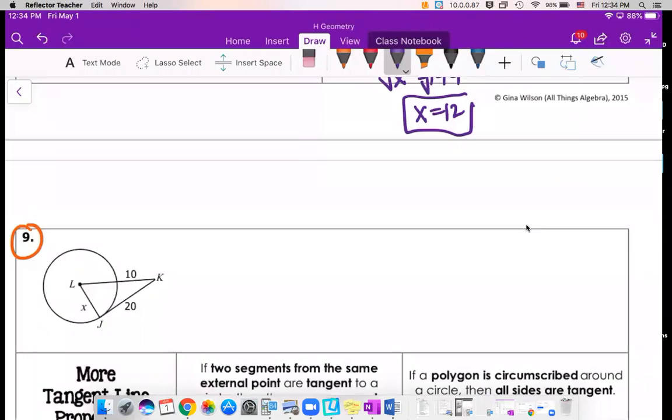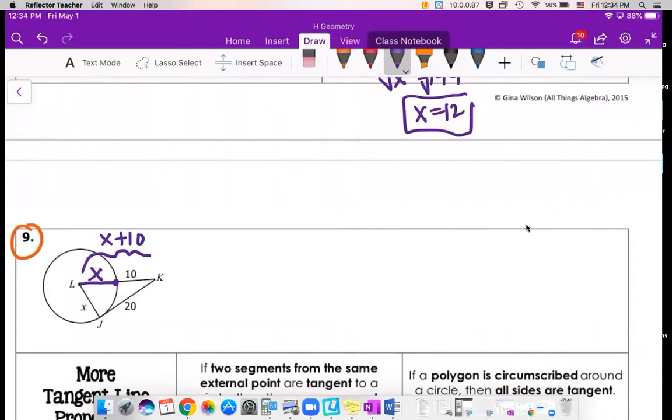Okay, last one in this video, and I'm going to make a second video about what you do with tangent lines and some more properties for it. So this one, let's see, what do we know? Okay, so we know this is another radius right here, so this has to be x. That means this whole side length is x plus 10.